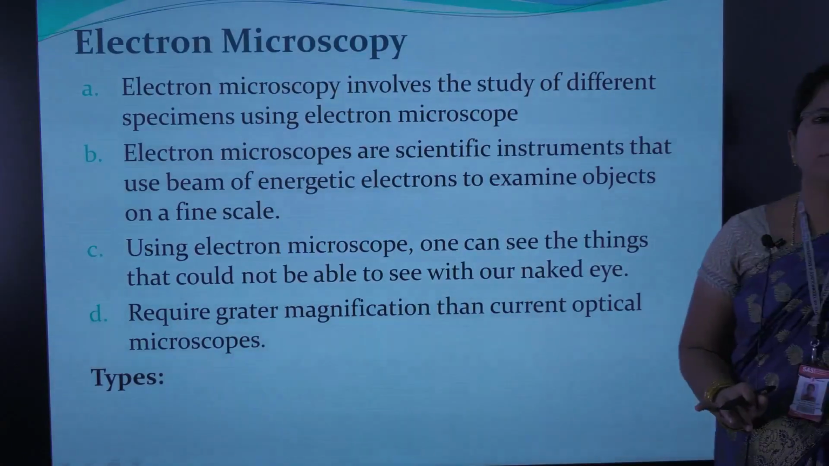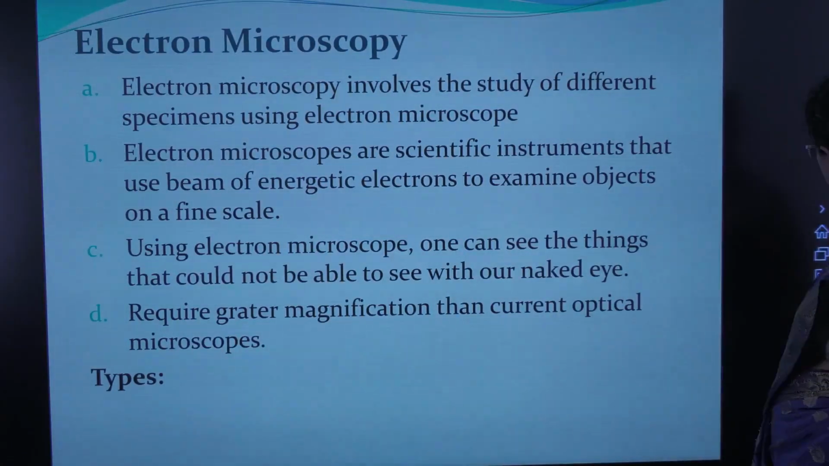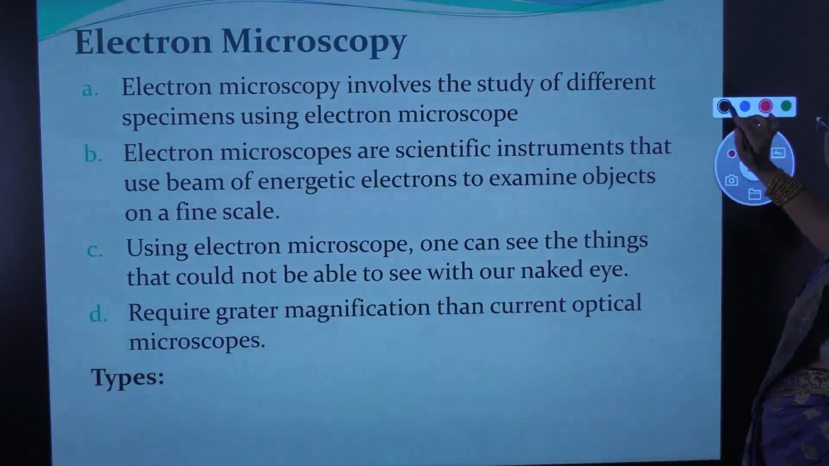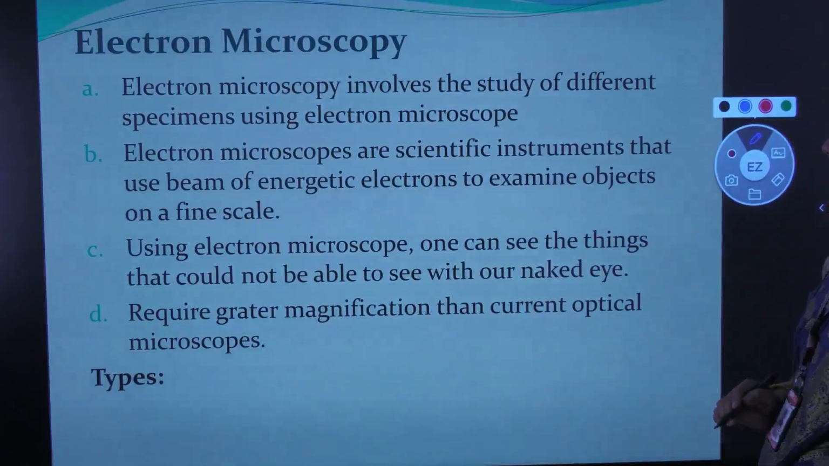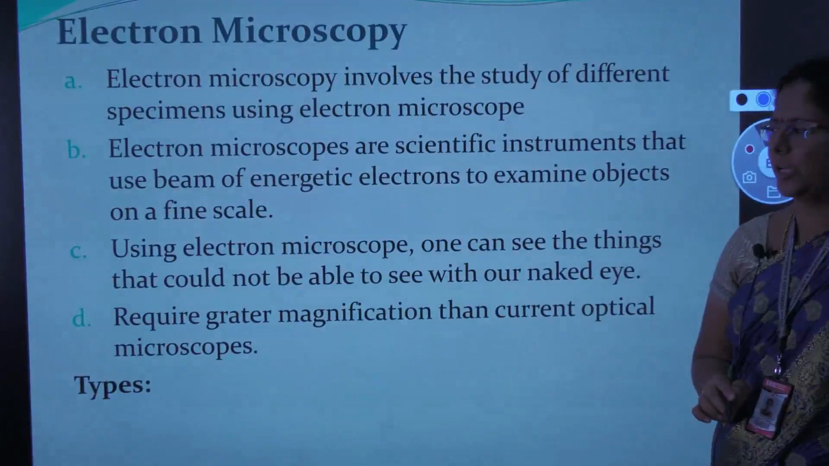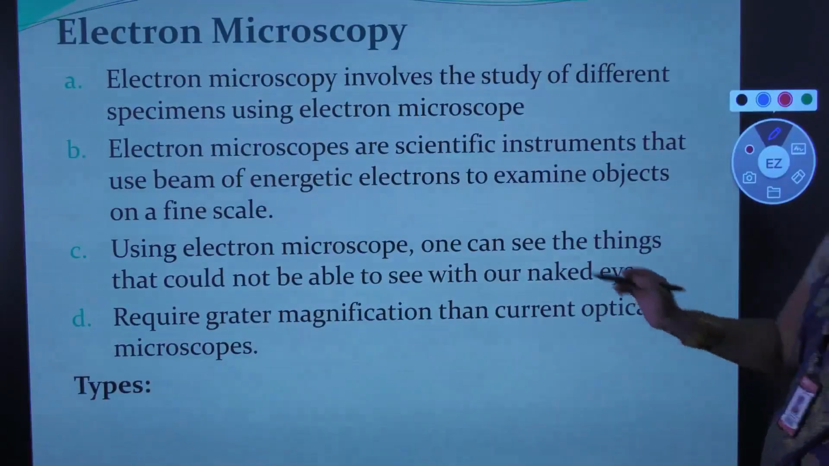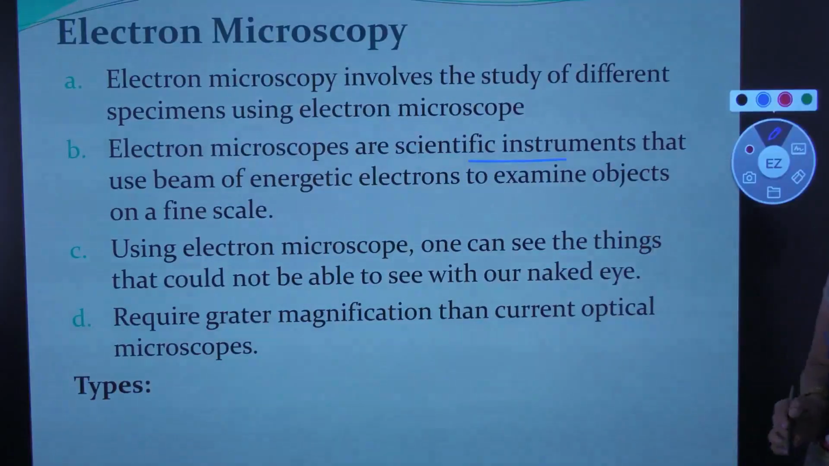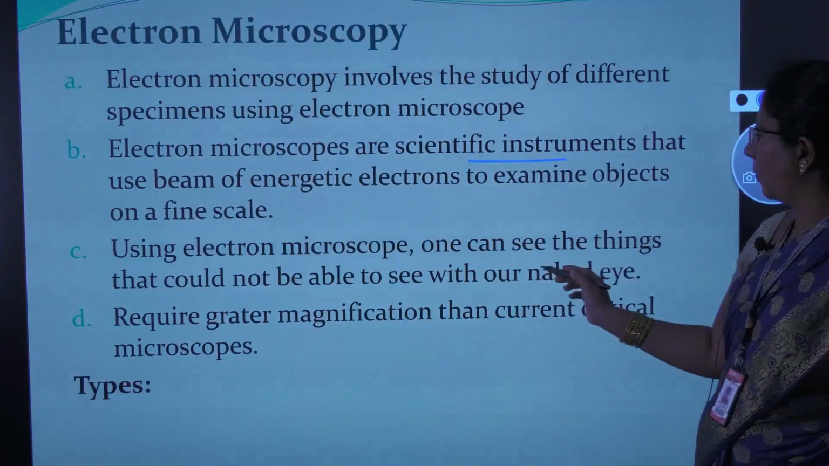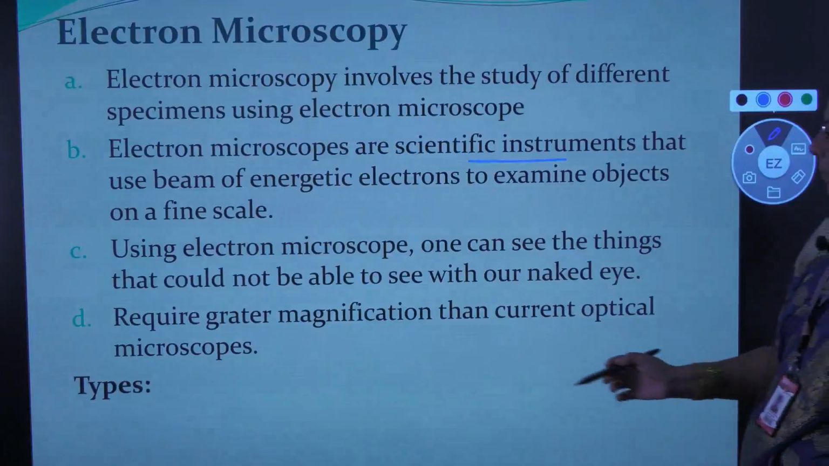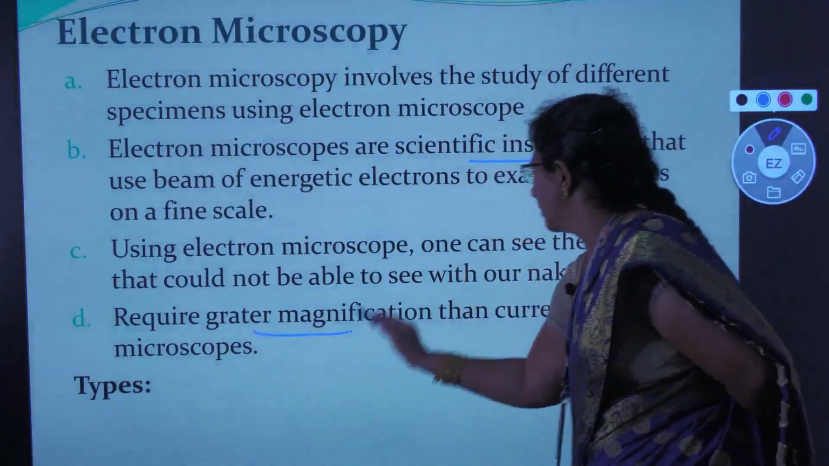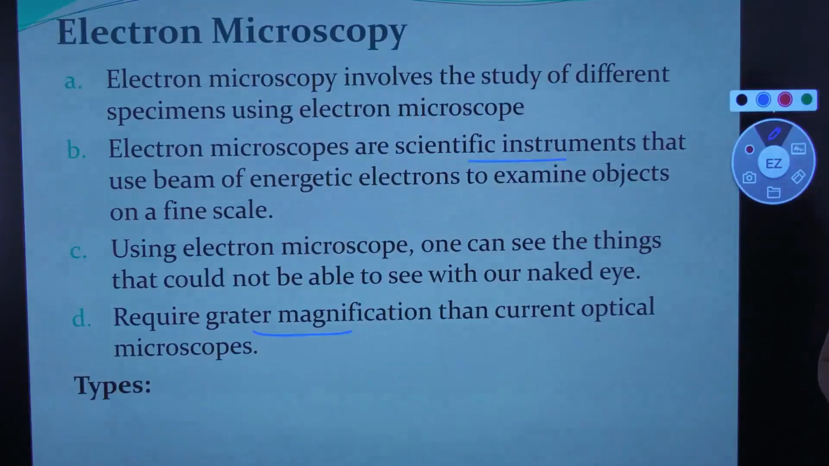Next topic is electron microscopy. Electron microscopy involves the study of different specimens using an electron microscope. Electron microscopes are scientific instruments that use a beam of energetic electrons to examine objects on a fine scale. Using an electron microscope, one can see things that could not be seen with the naked eye, and it provides greater magnification than current optical microscopes.